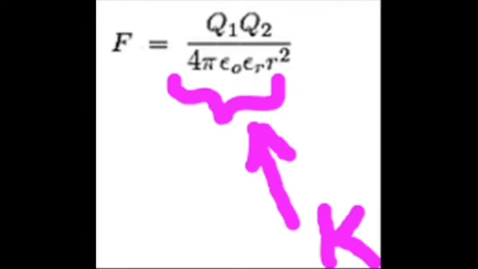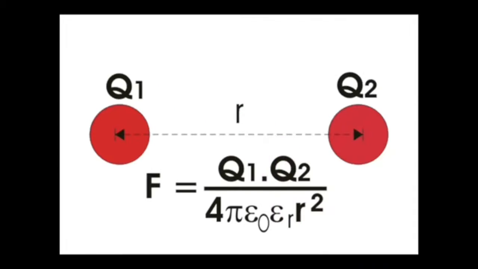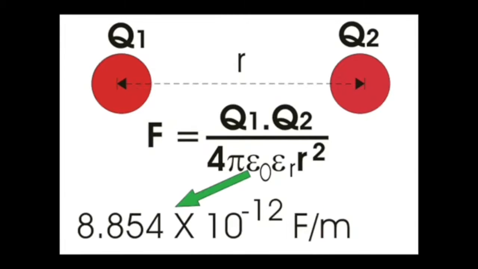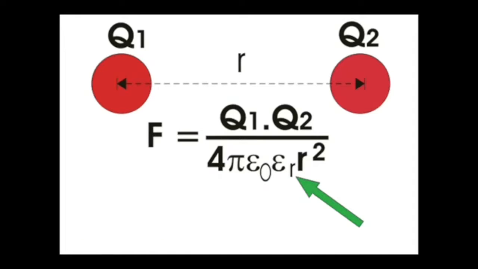In the SI system, F equals Q1 into Q2 over 4 pi epsilon 0 into epsilon r into r squared, where epsilon 0 is the permittivity of air or vacuum, and its value is 8.854 times 10 to the power of negative 12 farads per meter. Epsilon r is the relative permittivity of the surrounding medium with respect to the permittivity of air or vacuum.